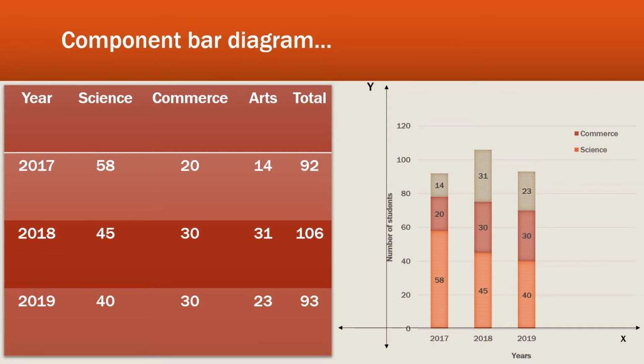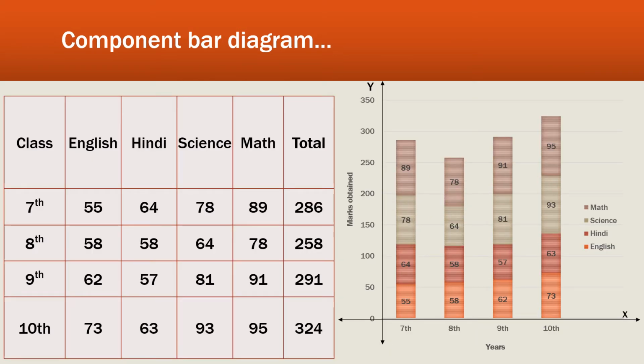Alright then, now we have an example of yet another component bar diagram wherein you have to divide the bar into 4 component parts. So you have the marks obtained in 4 different subjects in 4 different classes, 7th, 8th, 9th and 10th, of a particular student. Now what do we do first? We first derive the column for the total number of marks obtained in each of these standards. And why do we need that?